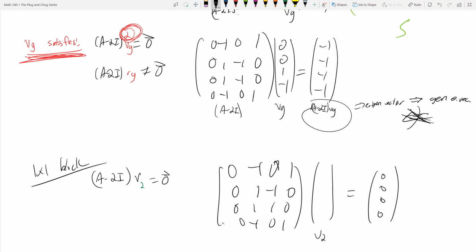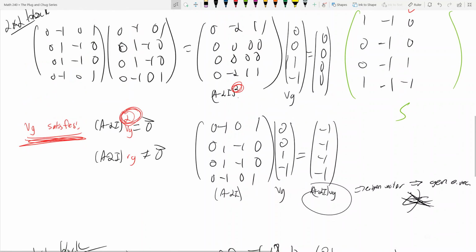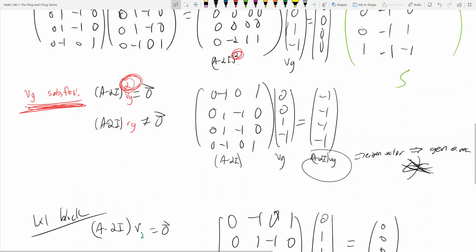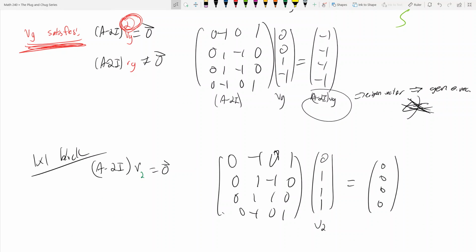And with practice, again, this will come easily. But pause the video if you don't want this spoiled. The other eigenvector is, what works? 0, 1, 1, 1. Right? This works too. And this one's linearly independent from the other vectors. Trust me, I have the worked out solution in front of me.